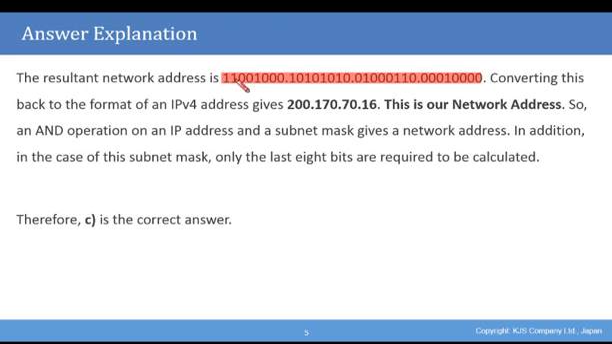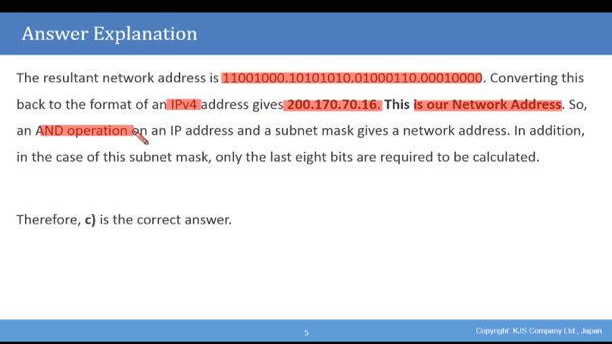In binary, each octet is separated by a dot, as we said on the previous slide. Converting this back into the format of an IPv4 address gives 200.170.70.16. So this is our network address.